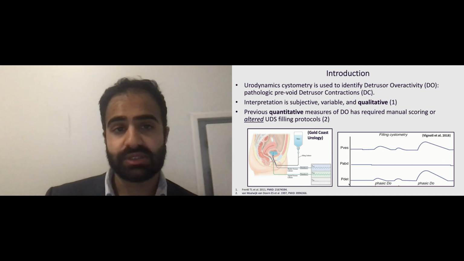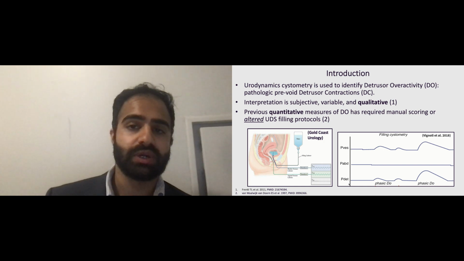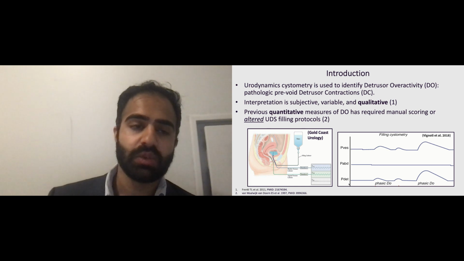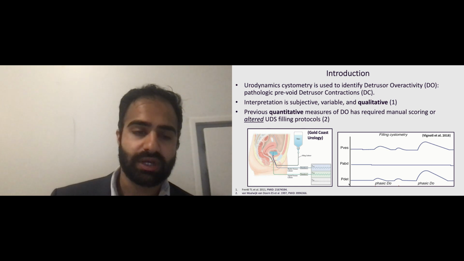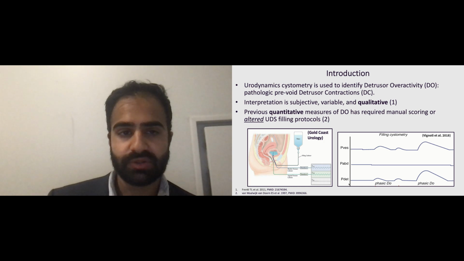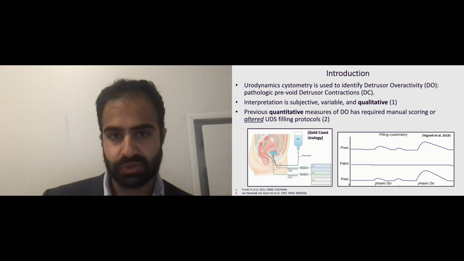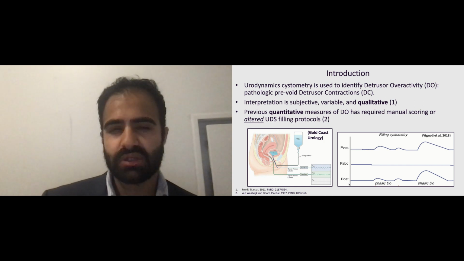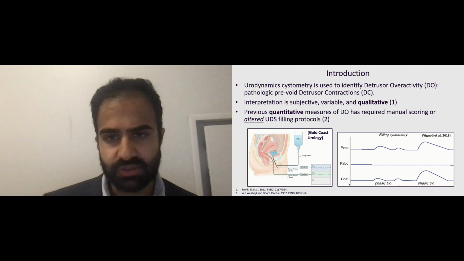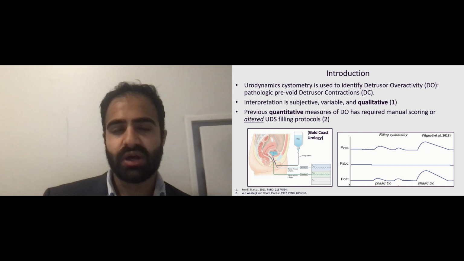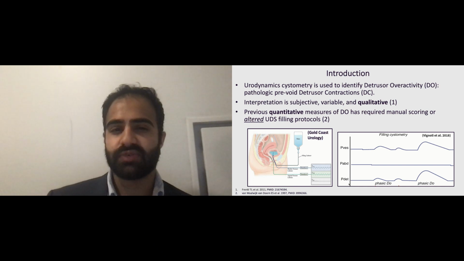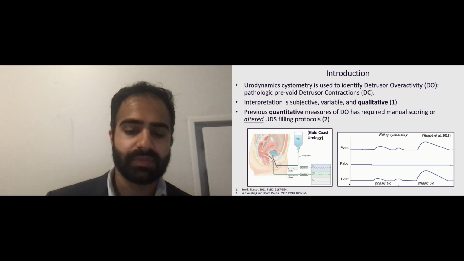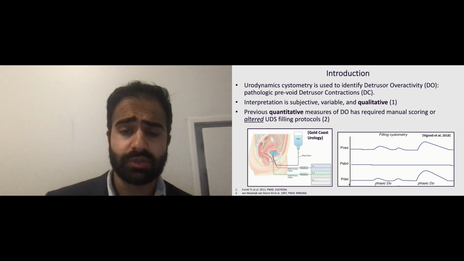So urodynamics cystometry is really useful to identify Detrusor overactivity, which in the setting of our study, we define as a pathologic contraction of the bladder muscle wall prior to void, also known as a Detrusor contraction or DC. The identification and interpretation of DC leading to a diagnosis of DO can be done through a subjective variable and often a qualitative process depending on a urologist's expert opinion and interpretation.